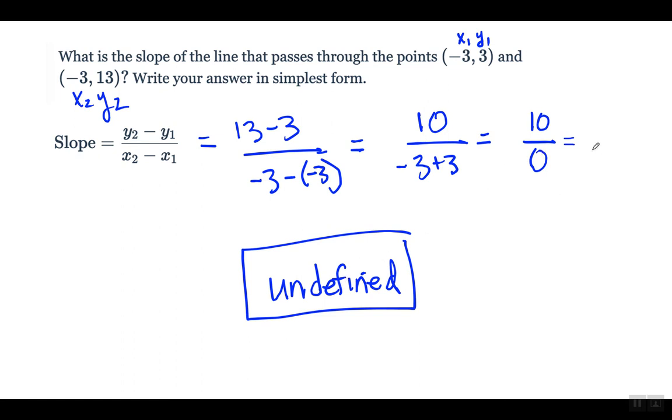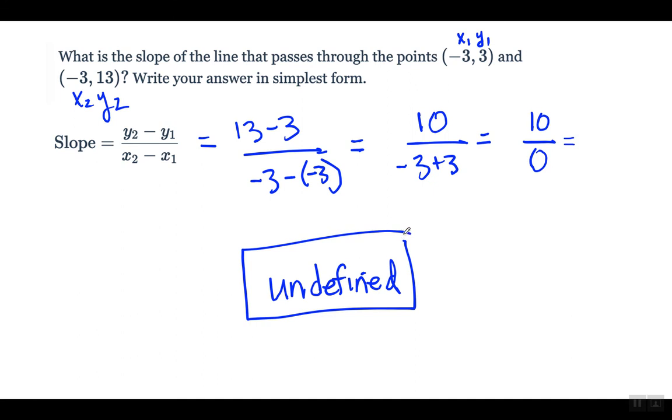Think about it this way. 0 means nothing. How can you measure how many times nothing fits inside of a number? You cannot measure that. All right? That's the way I think about it. That's the way I remember it. So whenever the 0 is at the bottom, the answer is undefined because you cannot measure how many times nothing fits into something. I promise you that's going to come up throughout the year in your Algebra 1 class as well as your intensive math class.